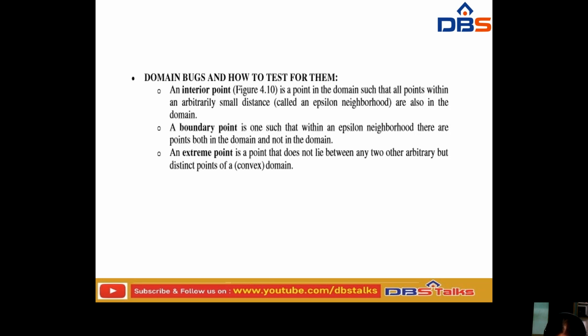A boundary point is one such that within the epsilon neighborhood there are points both in the domain and not in the domain, and an extreme point is a point that does not lie between any two other arbitrary but distinct points on the convex domain. So this is how we are going to find the domain bugs. Now let us see the next figure.